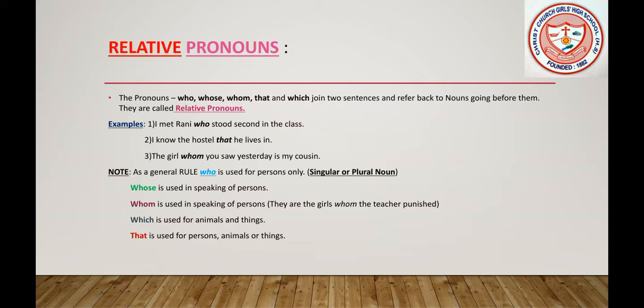Okay. Next, whose is used in speaking of persons. For an example, if I say, whose pen is this? Right? Next, whom is used in speaking of persons like, for an example, they are the girls whom the teacher punished. Right? So whom refers to the girls. Next, which is used for animals and things, and that is used for persons, animals, or things.